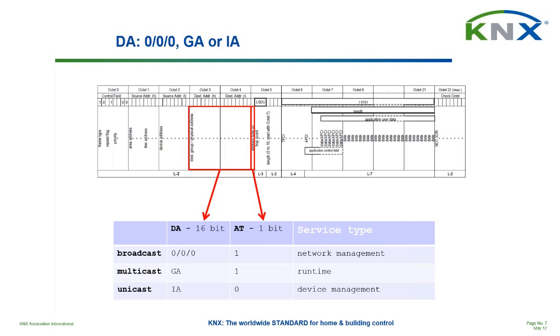In case of the combination where all bits of the destination address of octet 3 and 4 are 0, and the address type, the most significant bit of octet 5, is 1, then this is a broadcast message or telegram. In case the destination address is not 0, and the address type has value 1, then this is a multicast telegram, and the destination address is a group address. In case the address type is 0, then in any case this is an individual address, and the telegram is a unicast telegram.